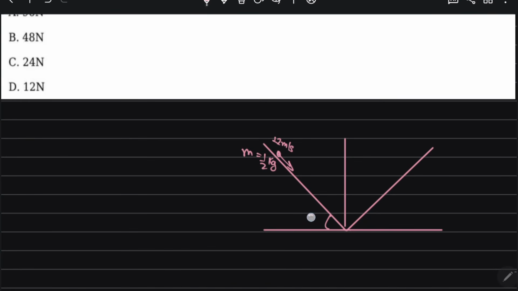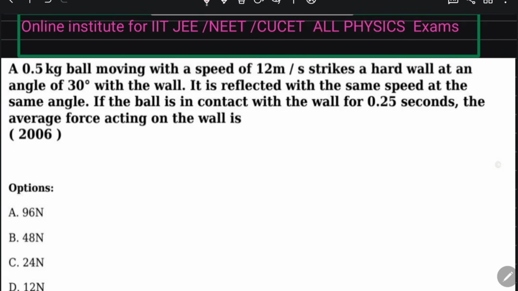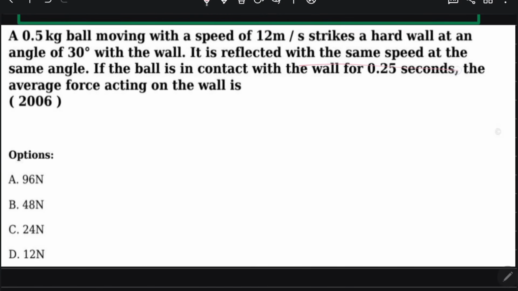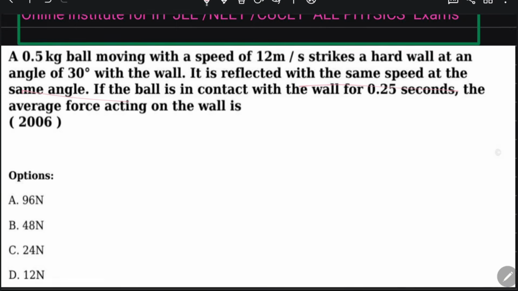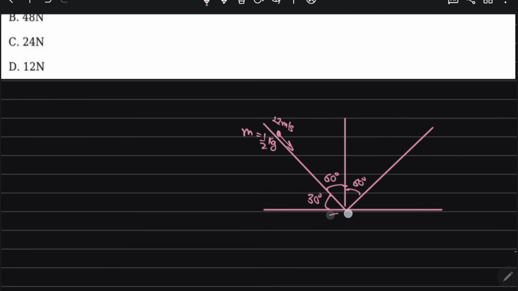Means they have given you this angle. 30 degrees means this angle is about 60 degrees, and it is reflected with the same speed at the same angle. If the ball is in contact for 0.25 second, means t is 1 by 4th second. So they are asking for the average force.